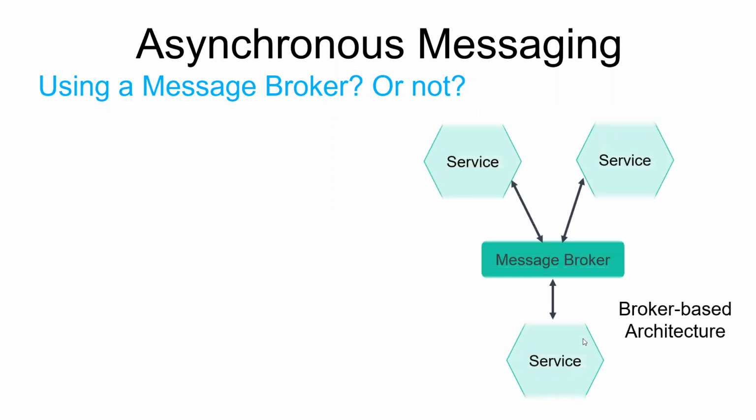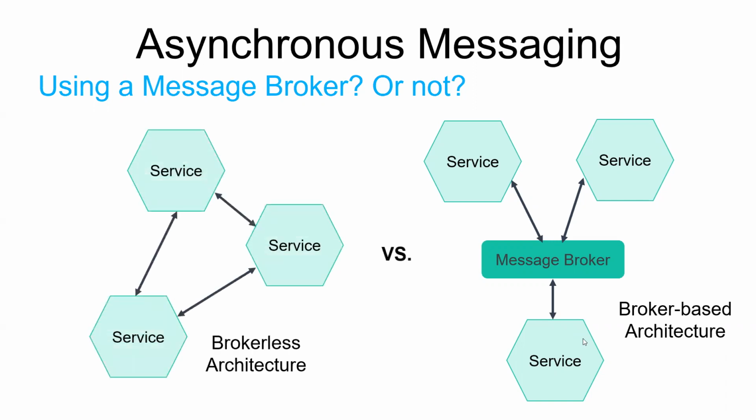Messaging-based applications typically use a message broker, an infrastructure service through which the service communicates. But a broker-based architecture isn't the only messaging architecture. You can also use a brokerless-based messaging architecture in which the services communicate with one another directly. The two approaches have different trade-offs, but usually broker-based architecture is the better approach.